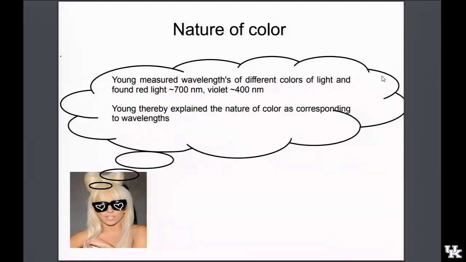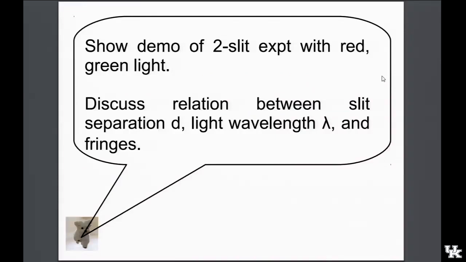Red light is a long wavelength light, about 700 nanometers. Violet light is the short wavelength light. It's about 400 nanometers. So it was a really important experiment in showing you the wave properties of light. It was a really important experiment in understanding the nature of color. And we actually have the experiment here. So I just want to show you the experiment.